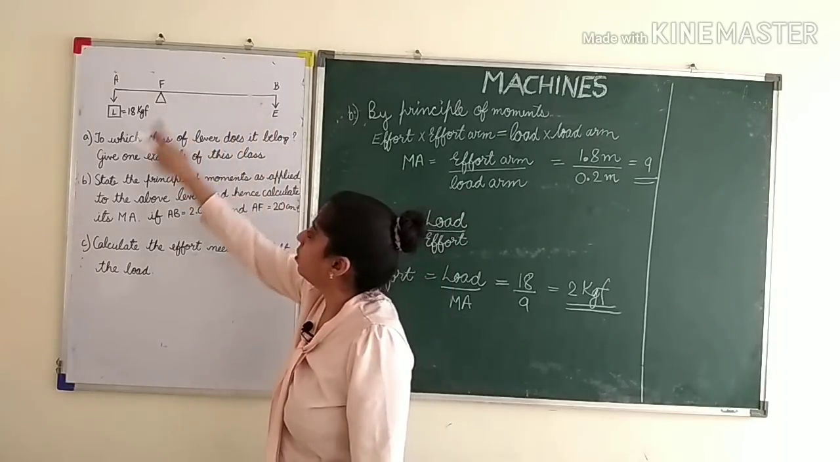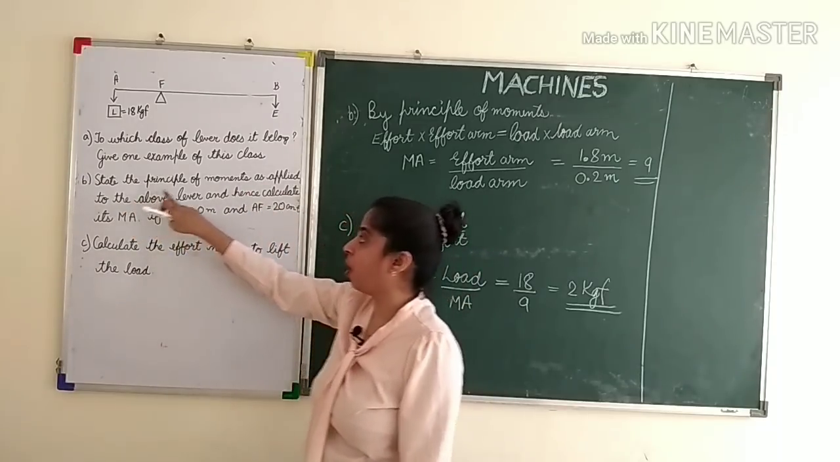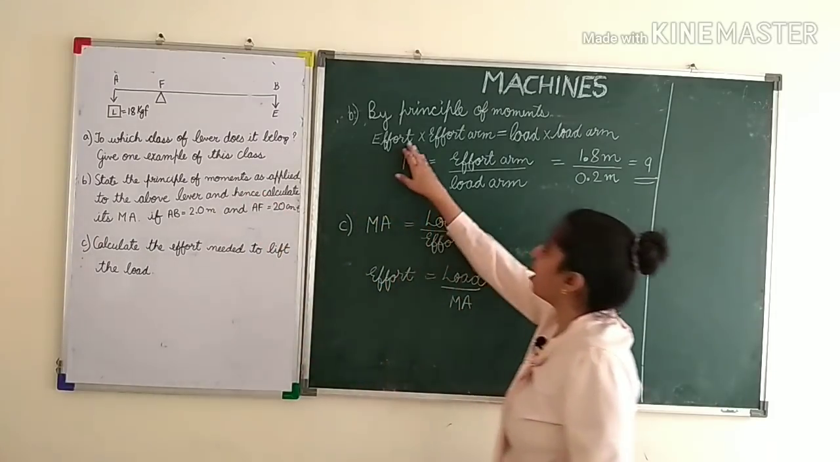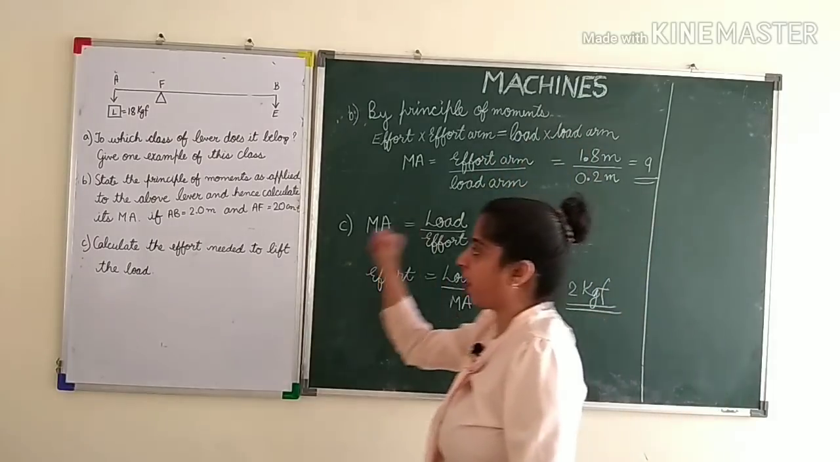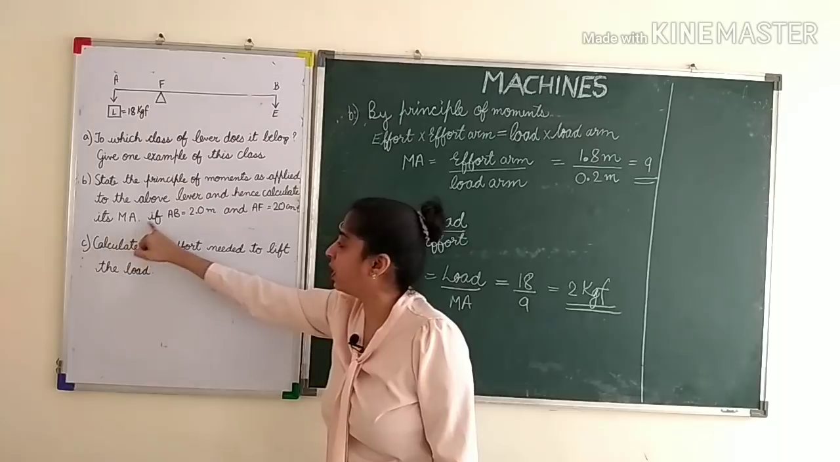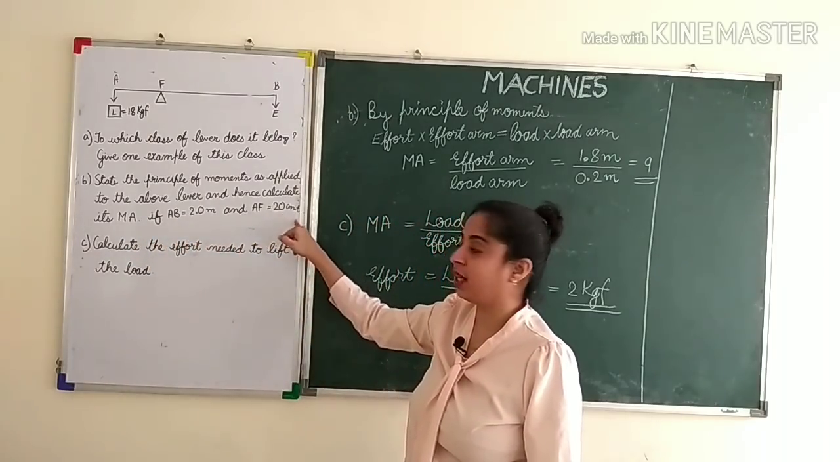Now second part, state the principle of moments as applied to the above lever. So for any lever, the principle of moment is effort into effort arm is equal to load into load arm. So everywhere you have to write this. Then, and hence calculate its mechanical advantage if AB is 2.0 meter and AF is 20 centimeter.